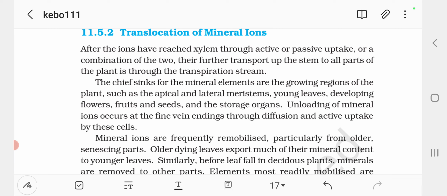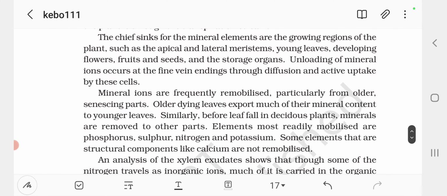After the ions have reached the xylem through active or passive uptake or a combination of the two, their further transport up the stems to all parts of the plant is through the transpiration stream. The chief sinks for the mineral elements are the growing regions of the plants, such as the apical and the lateral meristems, young leaves, developing flowers, fruits and seeds, and the storage organs.